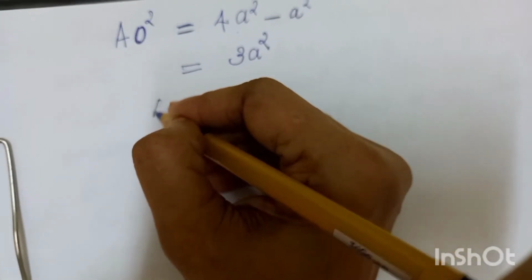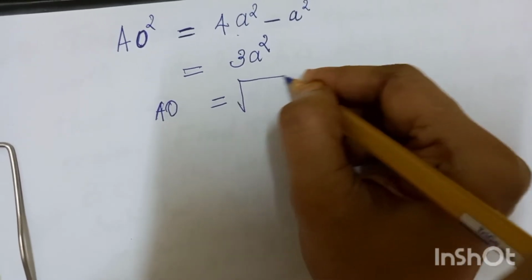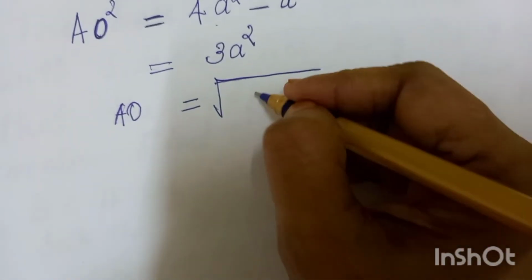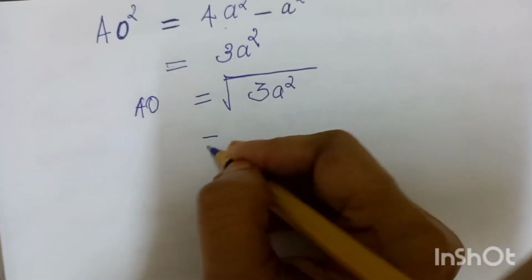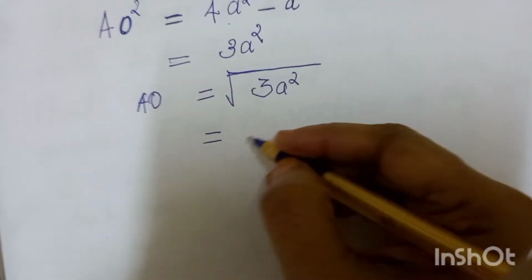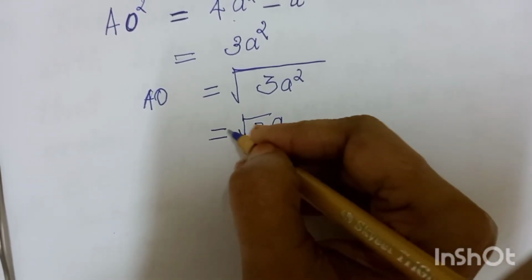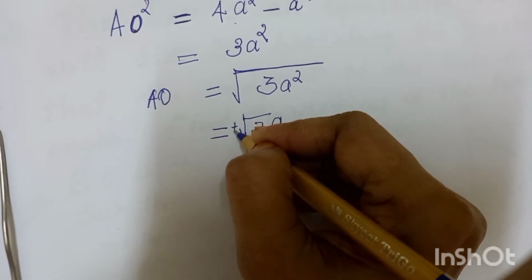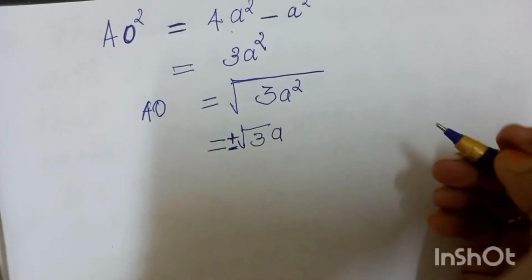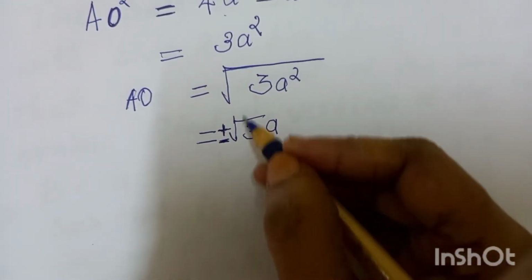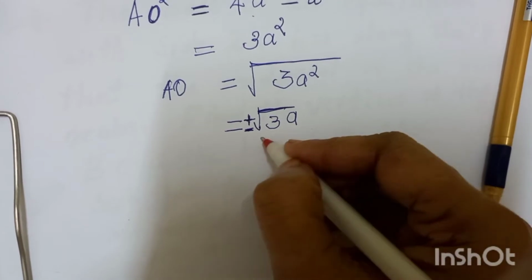We want AO. AO is equal to the square root of 3a square, which is equal to root 3 a. So, we can write plus or minus root 3 a.